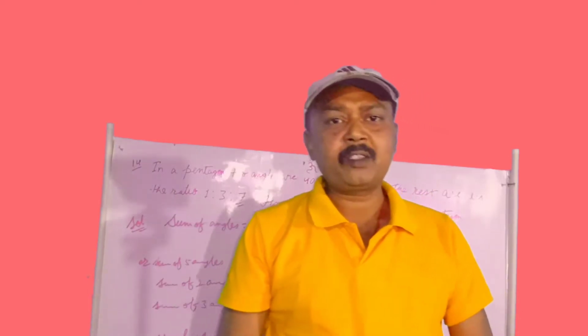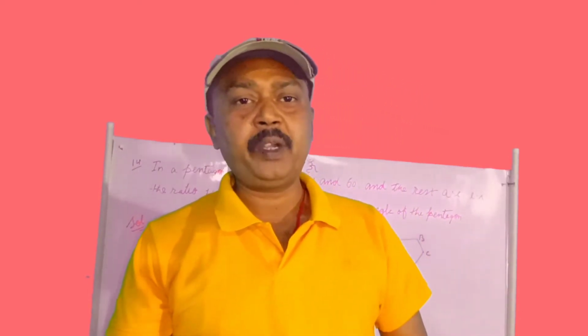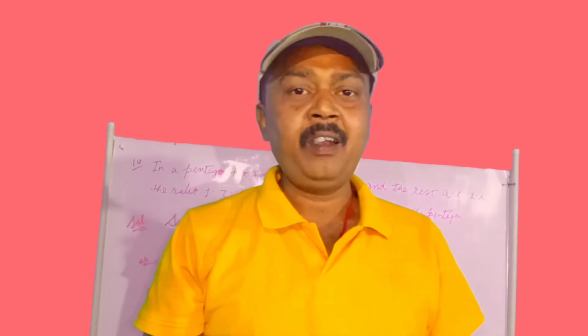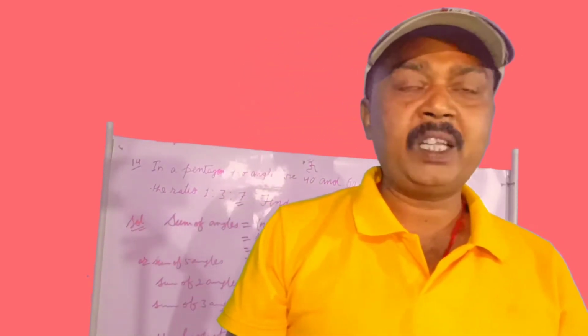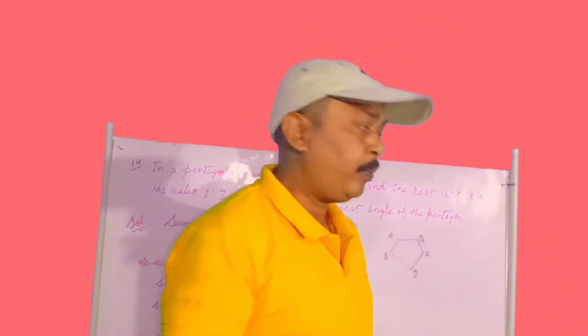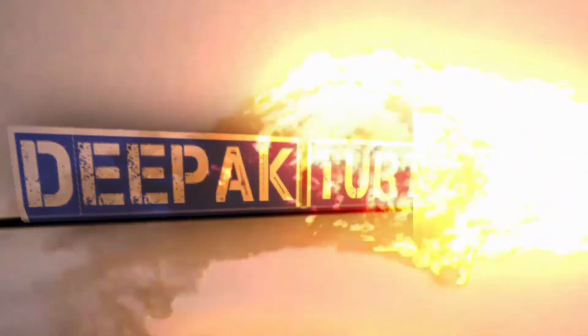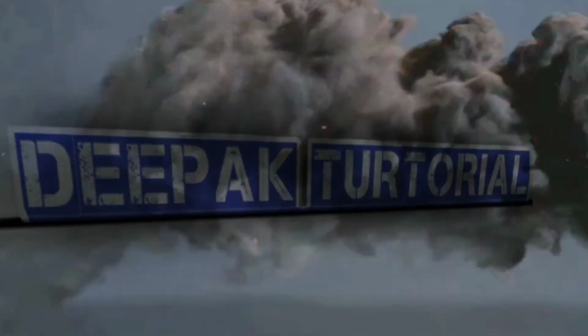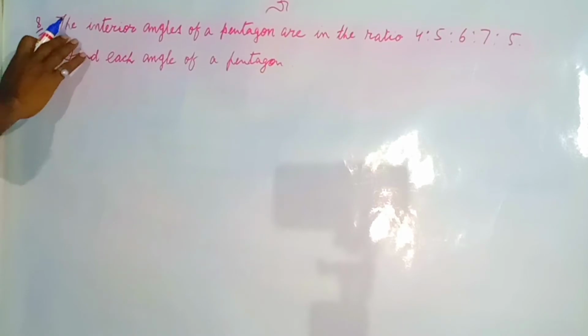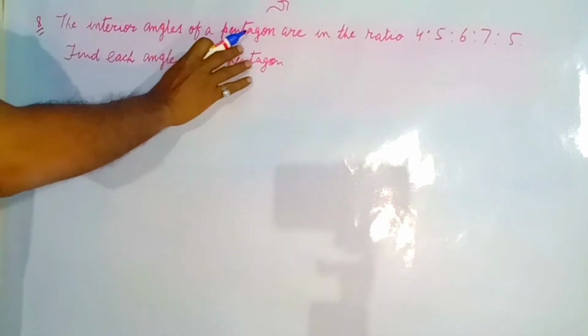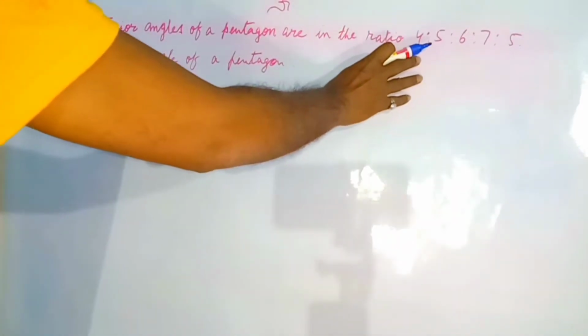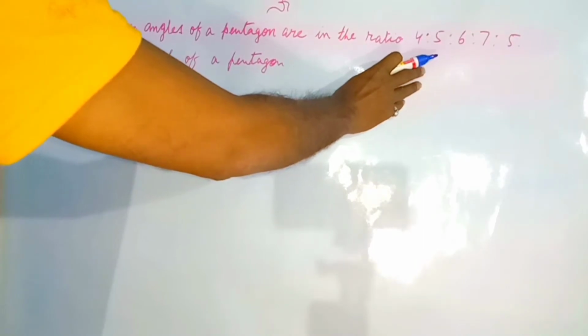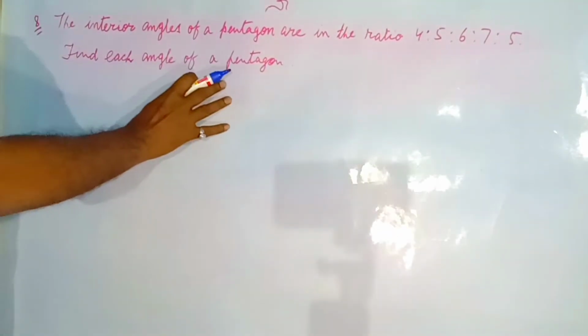Friends, today we will solve questions number 8 to 14 of exercise 16A, Understanding Shapes, of Concise Mathematics. So let's come to the point. Question number 8: the interior angles of a pentagon are in the ratio 4:5:6:7:5. Then find each angle of the pentagon.